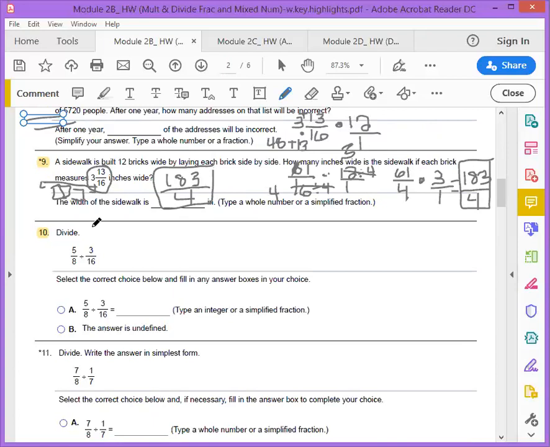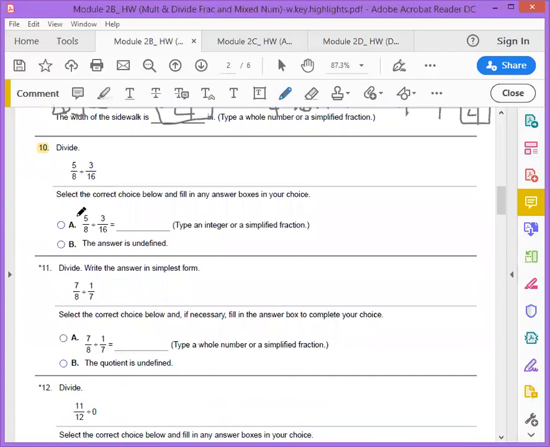Now let's look at number 10. So we're moving on to division. The rule for dividing fractions, you can remember this as keep, change, flip. When you divide by a fraction, you're actually going to change this to a multiplication problem, because when you divide by a fraction, it's the same as multiplying by its reciprocal. So we're going to apply this rule. You'll keep the first fraction the same. In this case, 5/8 will remain the same, 5/8. You'll change the operation from division to multiplication.